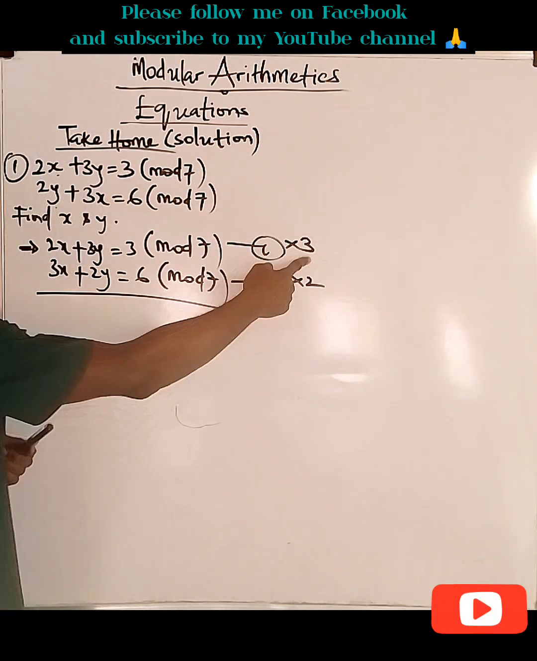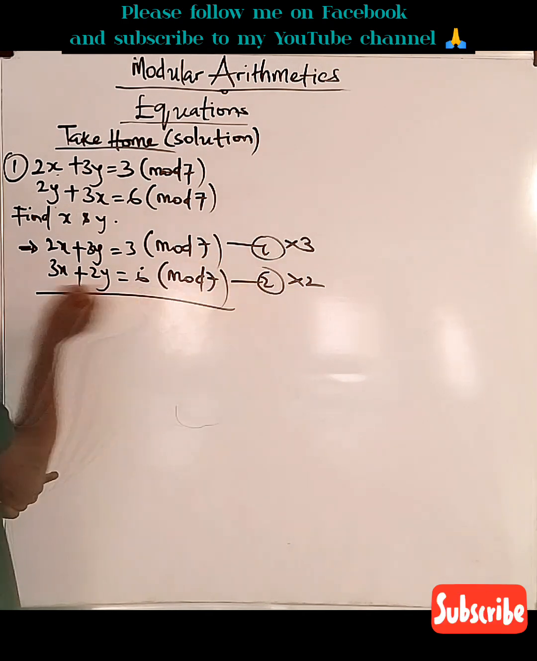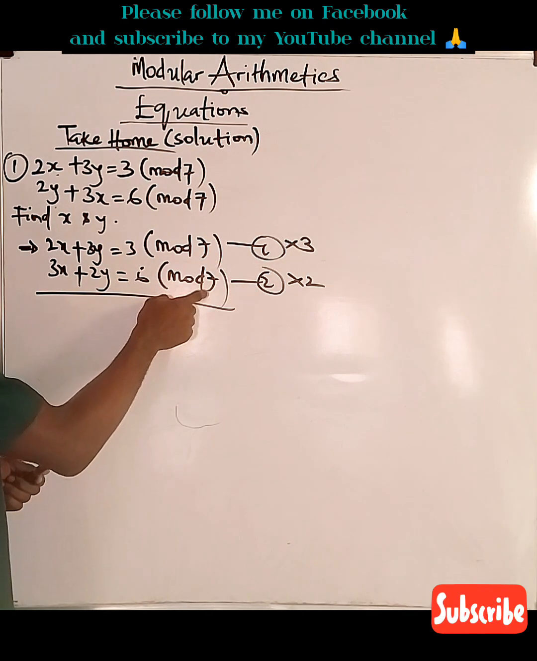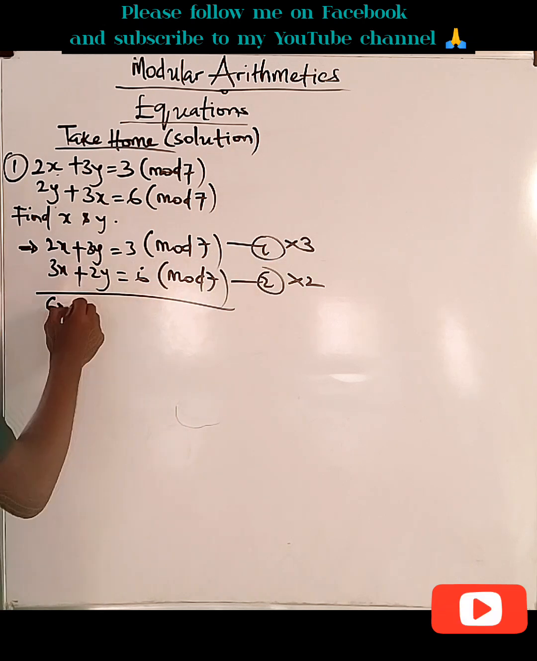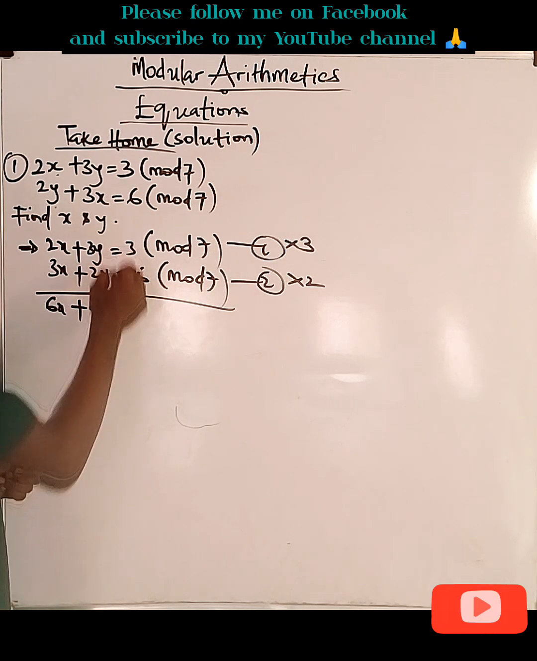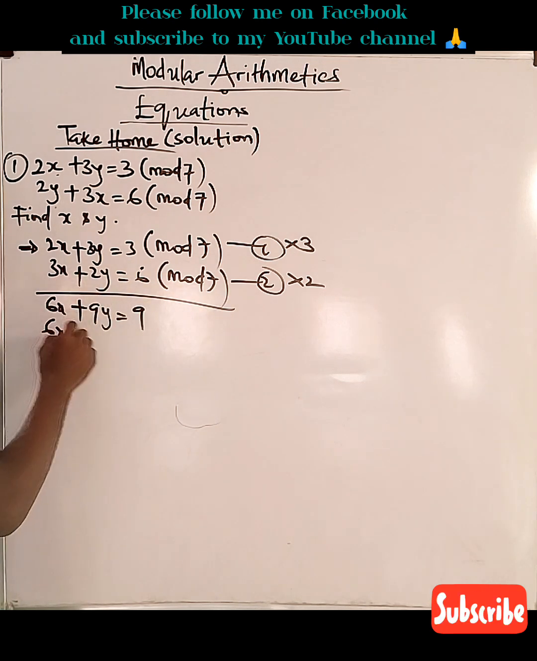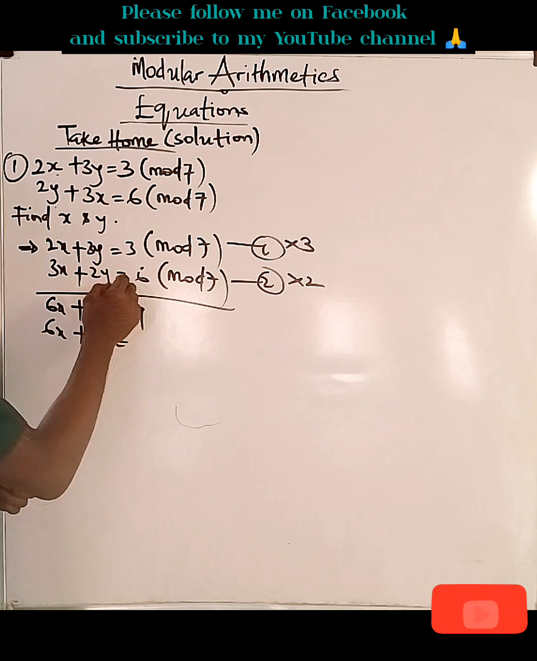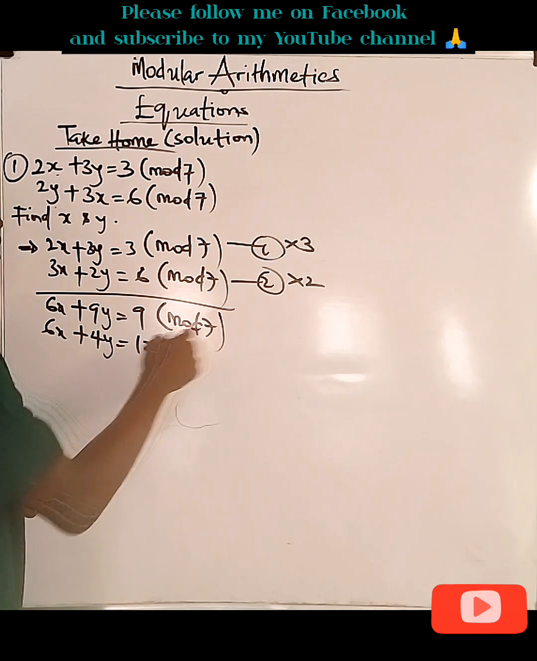So what do we have next? We're going to use this to multiply all through, without touching the modulo. So 3 times this is 6x. 3 times this is 9y. 3 times 3 is 9. 2 times this is 6x. 2 times this is plus 4y. 2 times 6 is 12. Don't forget they are both in modulo 7.